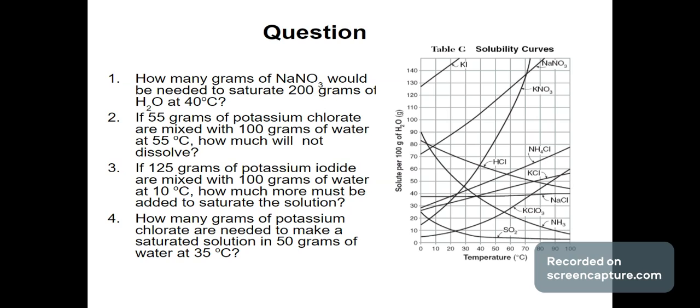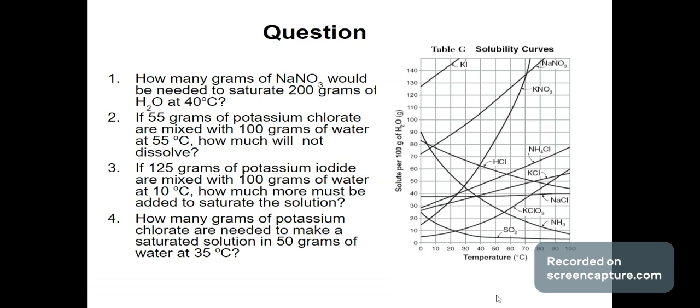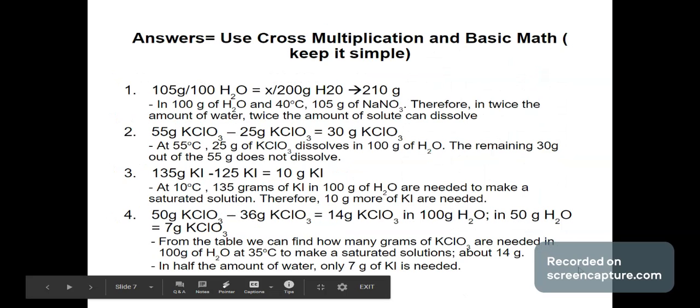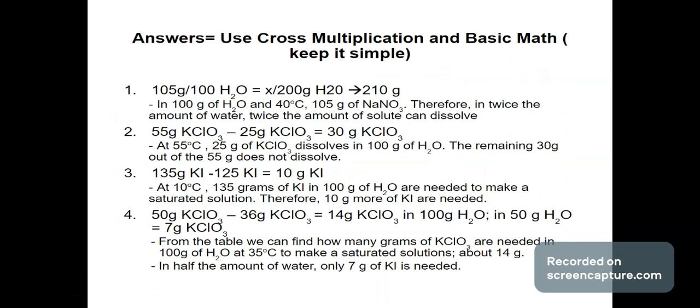Well, what's 105 over 100 equal to X over 200 grams of H2O? Because it's going to be the grams of the solute over the grams of the solvent. So that being said, you get this right here, and that's how you solve 210 grams. It's 105 over 100 equal to X over 200, and that gets you 210 grams. That's what your X would be.